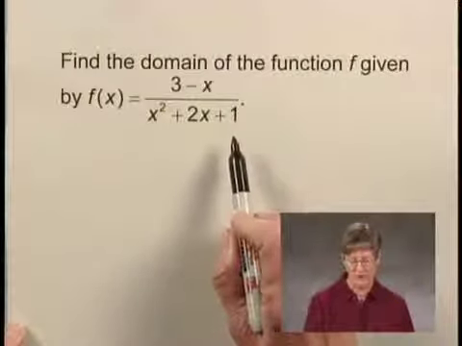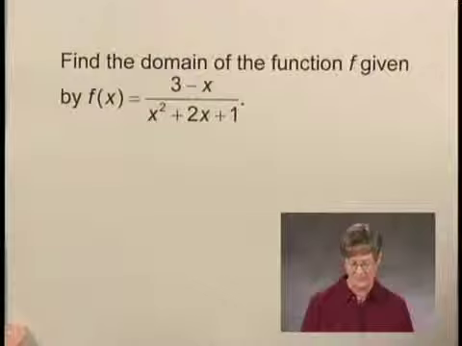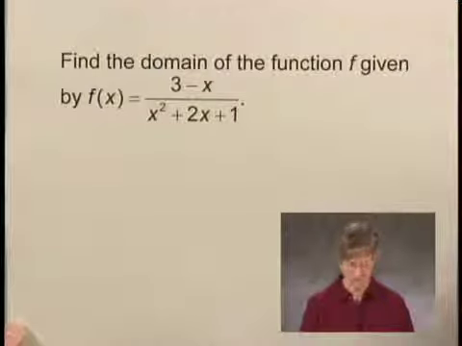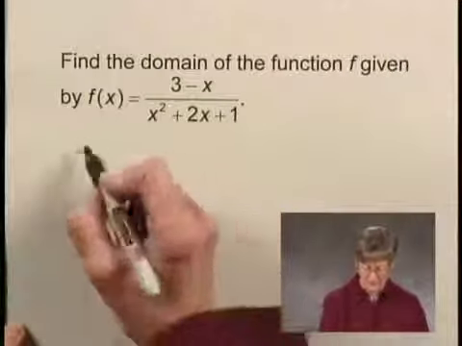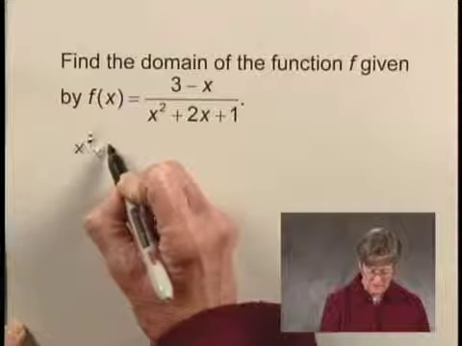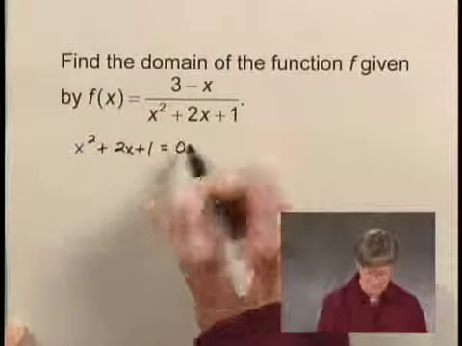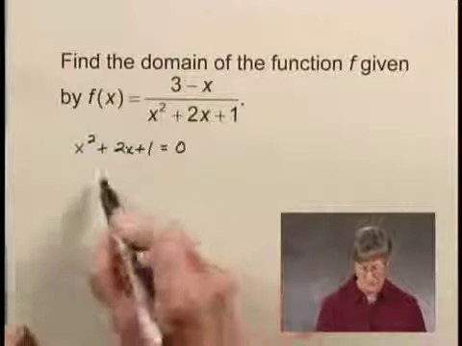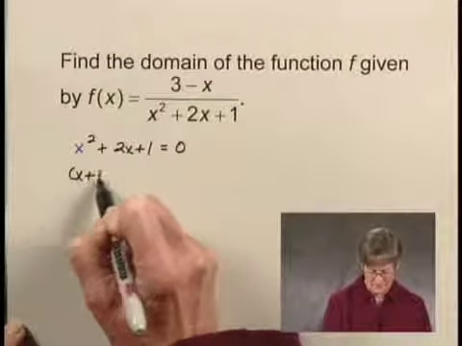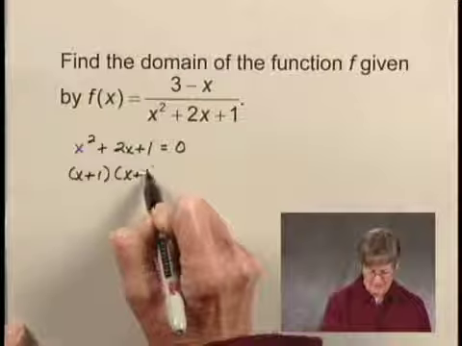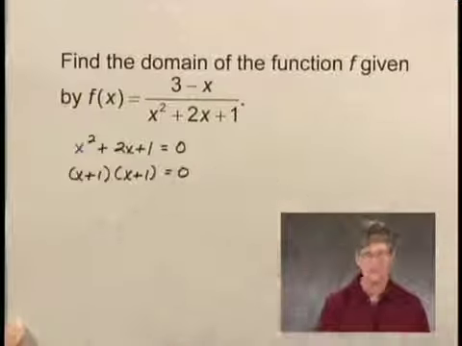So what we're going to do is to find the values of x that are excluded from the domain. And we're just going to do that by setting the denominator equal to 0 and then solving for x. So I have x squared plus 2x plus 1 equals 0. I can factor on the left side as (x plus 1) times (x plus 1). And that's equal to 0.